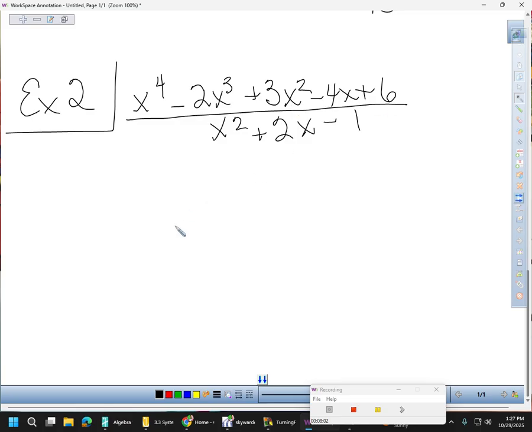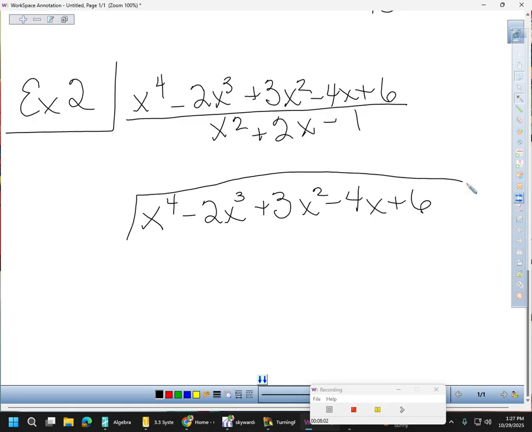So the top number, or the top polynomial, goes inside the house. The bottom one goes outside the house. All right, so the first thing I ask you is what times x squared is going to give me x to the 4th? X squared. So right above the x squared, I put x squared, just because it keeps it lined up. It doesn't have to be.